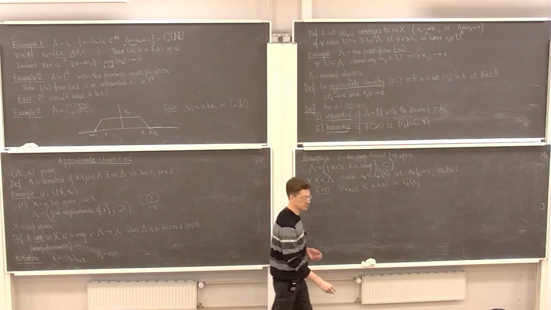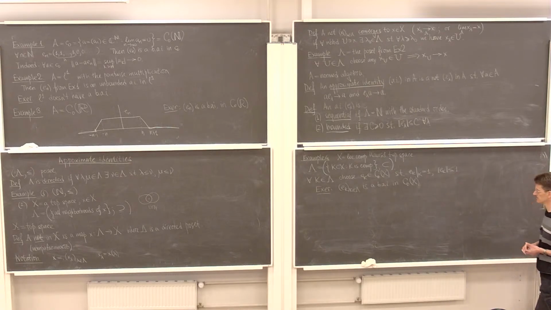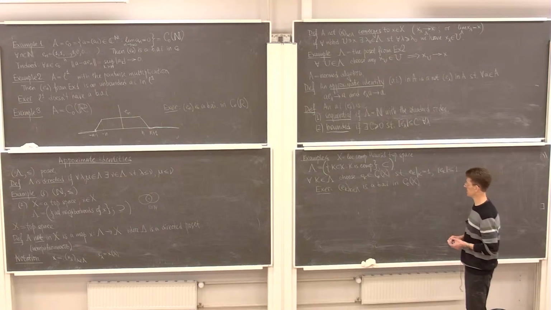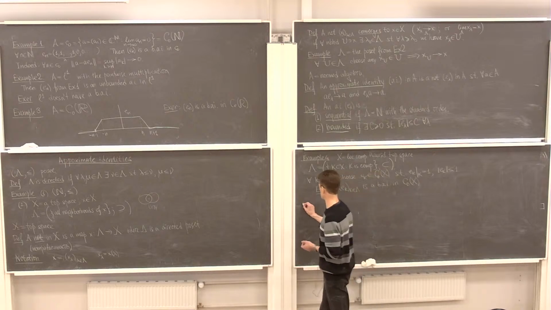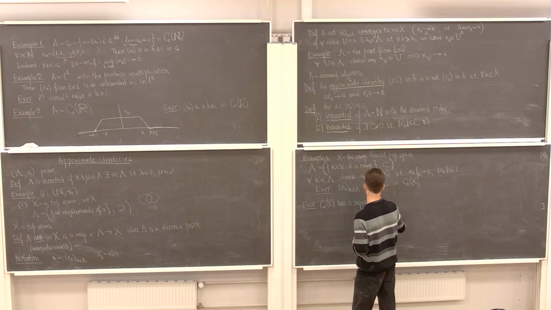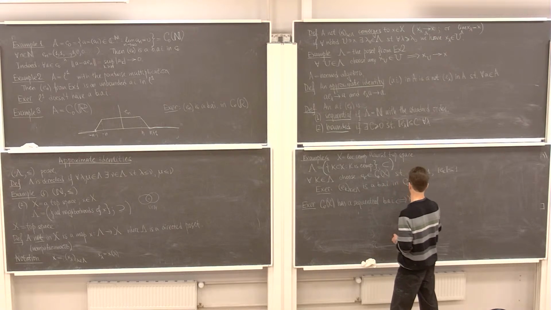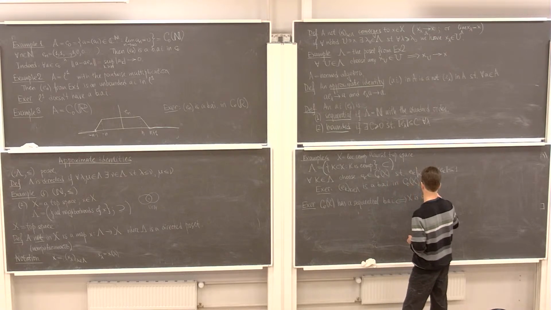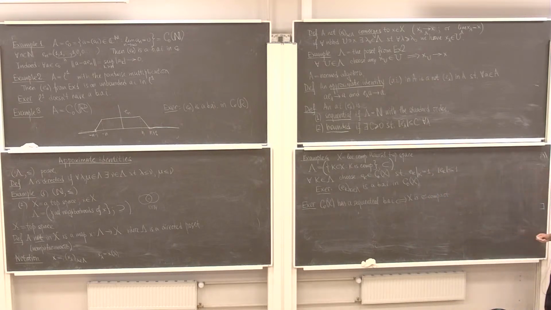Of course, in contrast to example 3, this approximate identity is not sequential in the general case. So the natural question is, can we find a sequential approximate identity in this algebra? And here's an answer. C0 of X has a sequential bounded approximate identity if and only if X is sigma compact, which means that it is a countable union of compact sets.